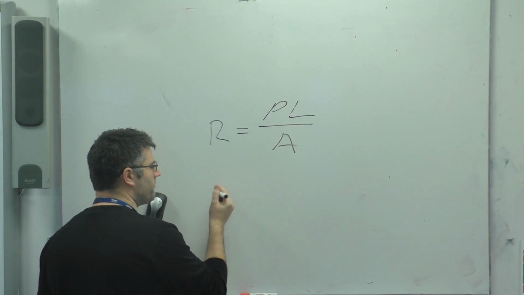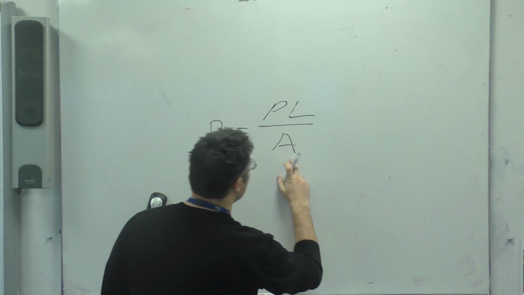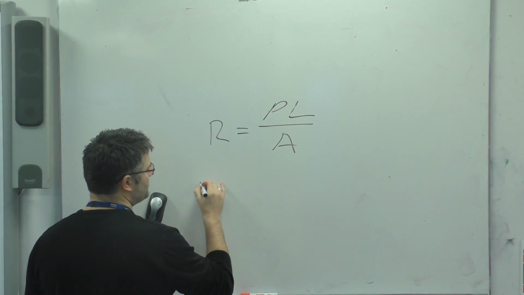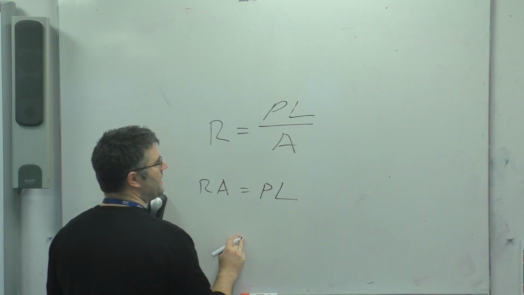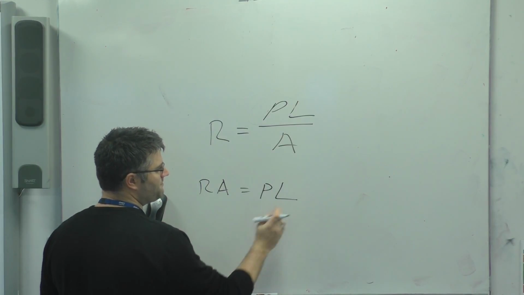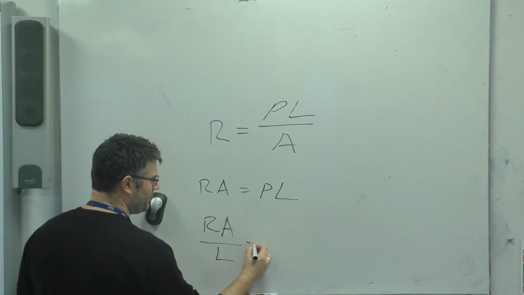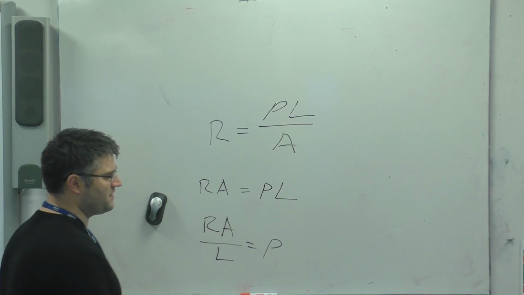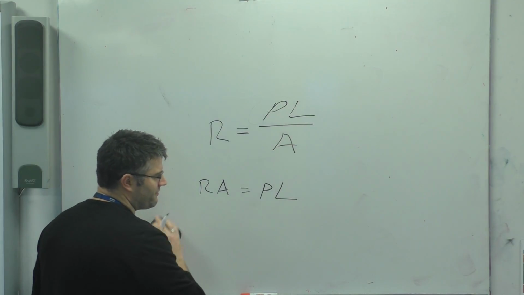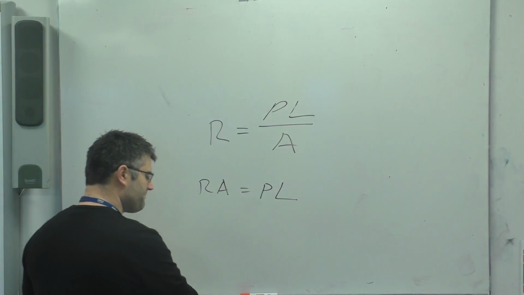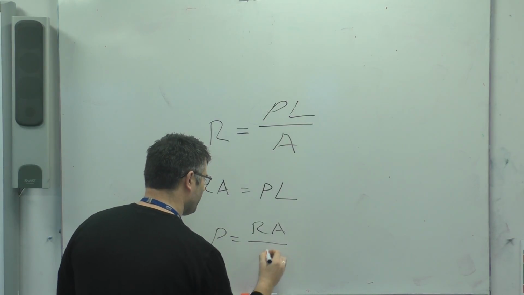So first of all, we need to rearrange this equation. If we times both sides by A, that leads us to RA is equal to rho L. And if we then divide both sides by L, we get RA over L equals the resistivity. I'm just going to write it the other way around because I like to write left to right, not right to left. So resistivity is RA over L.